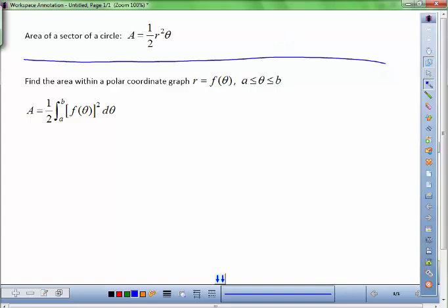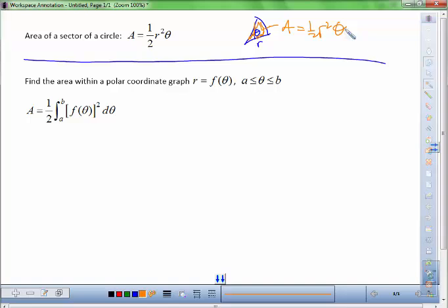When we talk about area of a sector, that's a formula from geometry, some time when we learned it back in third grade. If you had a piece of a circle of the radius r and angle theta, then the area that's bounded by that piece of a circle is 1/2 r squared theta.